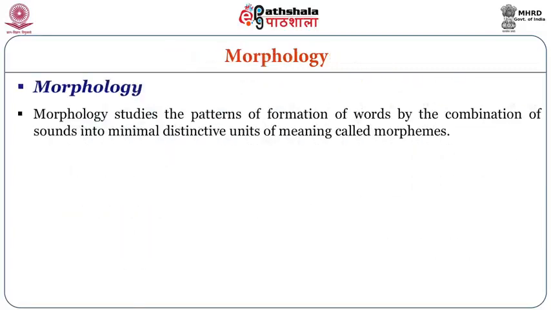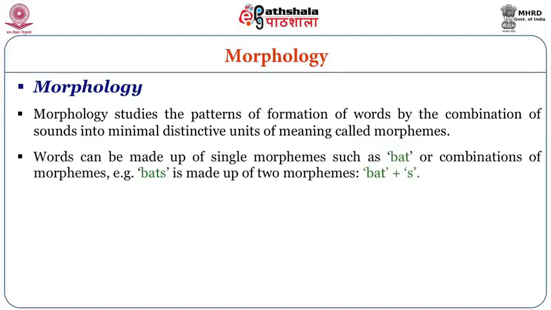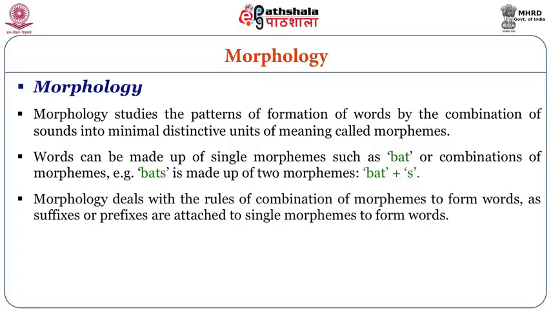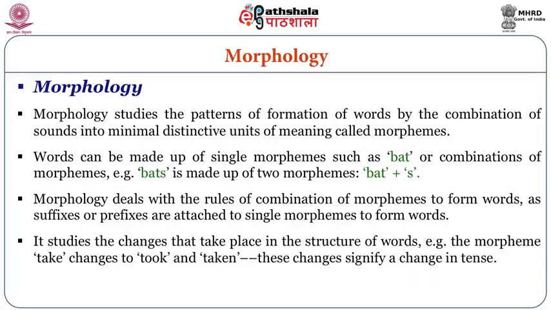We also have morphology, that studies the pattern of formation of words by the combination of sounds into minimal distinctive units of meaning called morphemes. Words can be made up of single morphemes such as bat, or combinations of morphemes like bats, which is made up of two morphemes, bat plus s. Morphology deals with the rules of combination of morphemes to form words. For bats, we cannot say B-A-T-E-S. No, we will say B-A-T-S. There are certain rules. Why just add S and not ES? So, those rules are being studied.